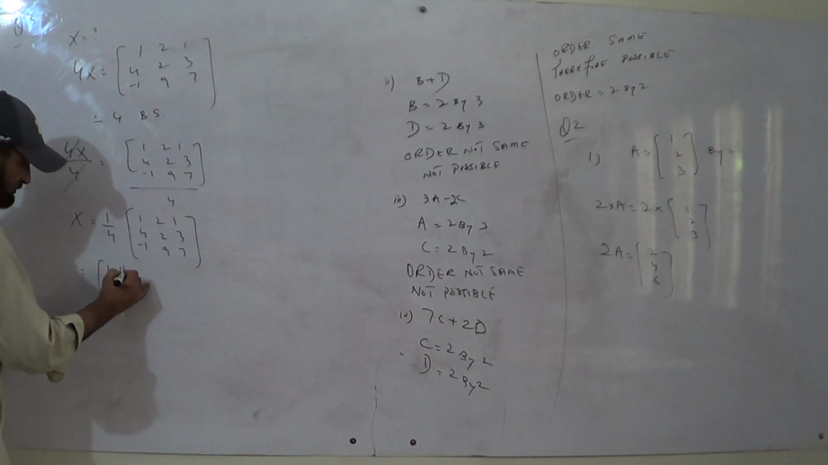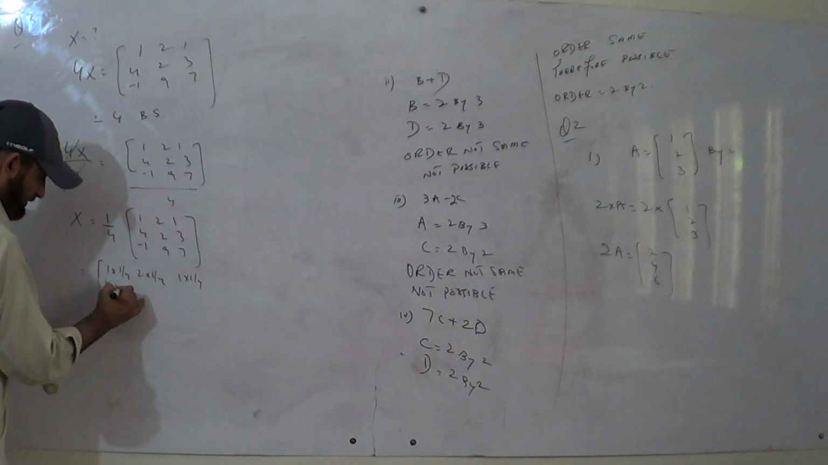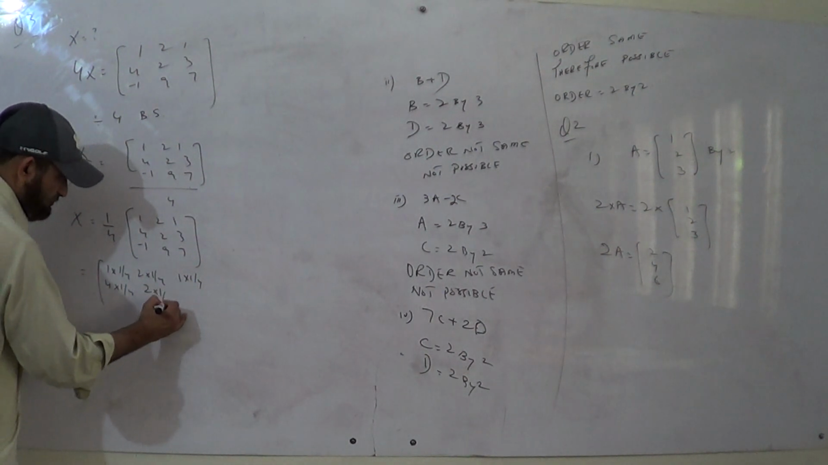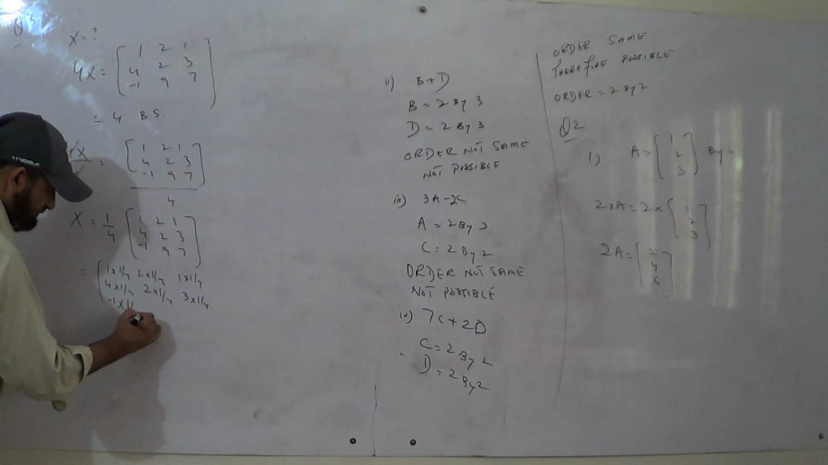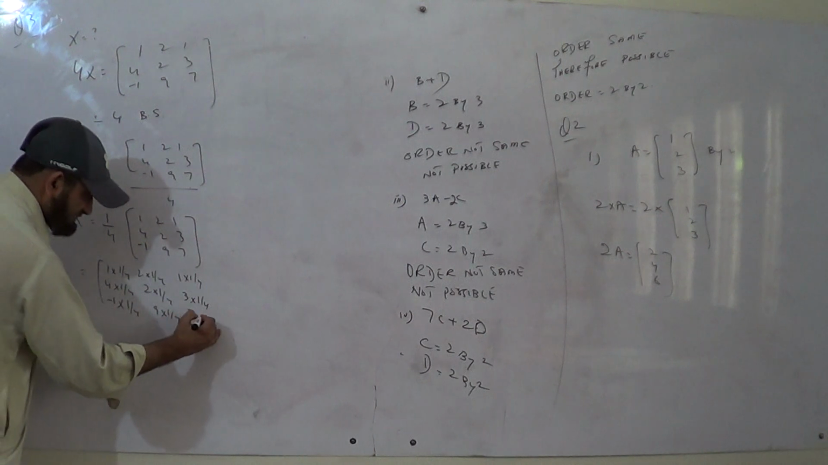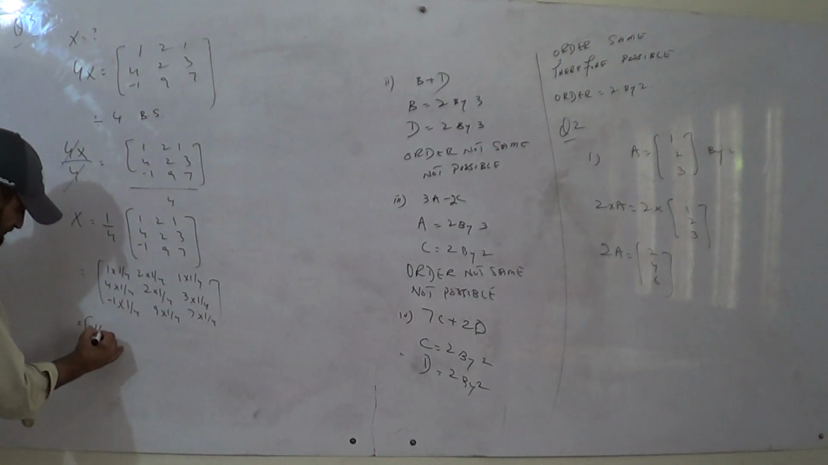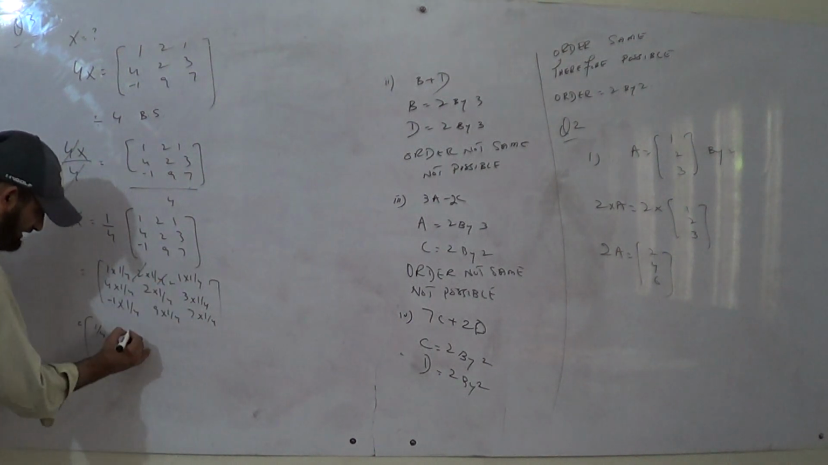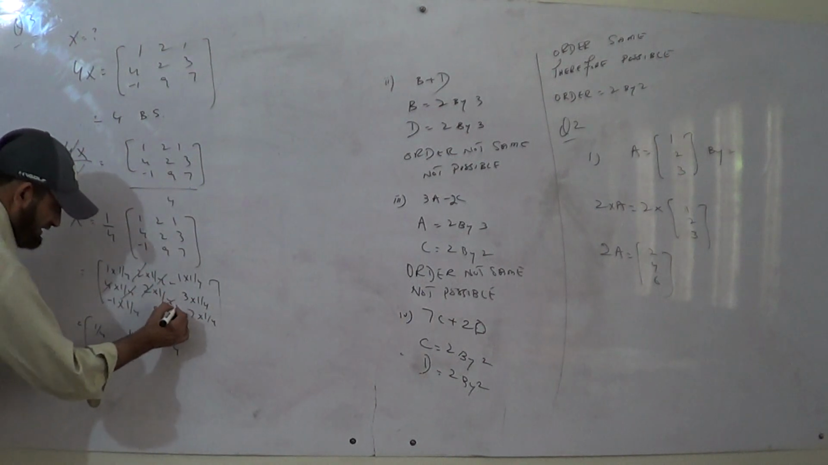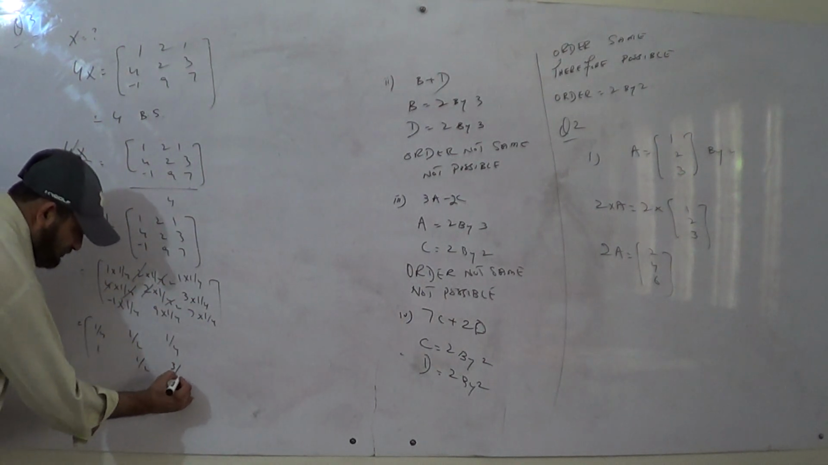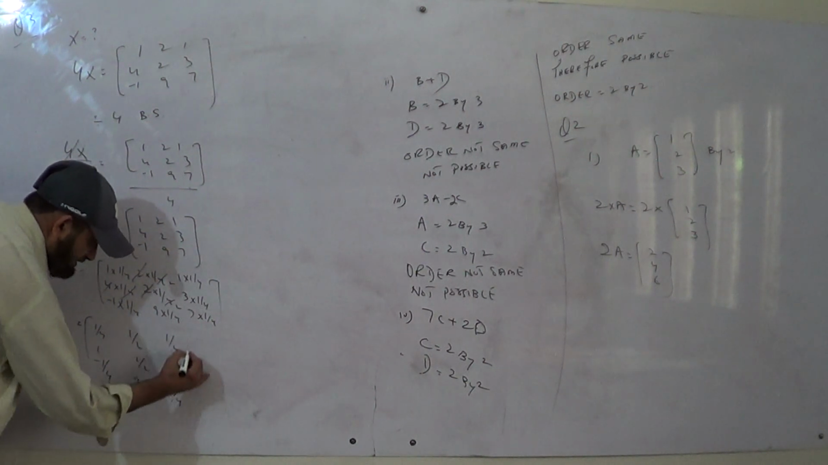Now 1 into 1 by 4, 2 into 1 by 4, 1 into 1 by 4, 4 into 1 by 4, 2 into 1 by 4, 3 into 1 by 4, minus 1 into 1 by 4, 9 into 1 by 4, 7 into 1 by 4. We get 1 by 4, 2 cancels to give 1 by 2, 1 by 4, 4 and 4 cancel to give 1, 3 by 4, minus 1 by 4, 9 by 4, 7 by 4. So, answer.